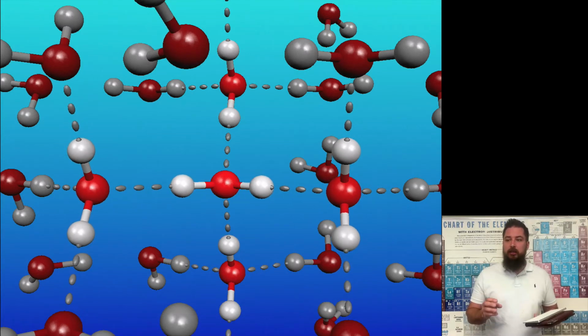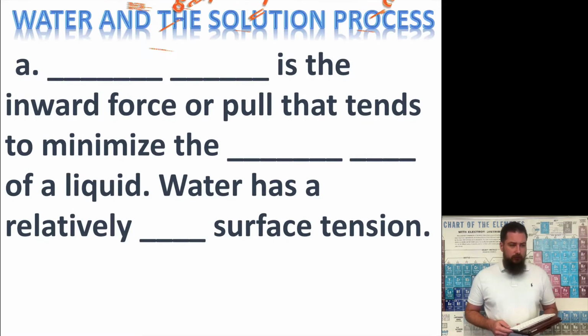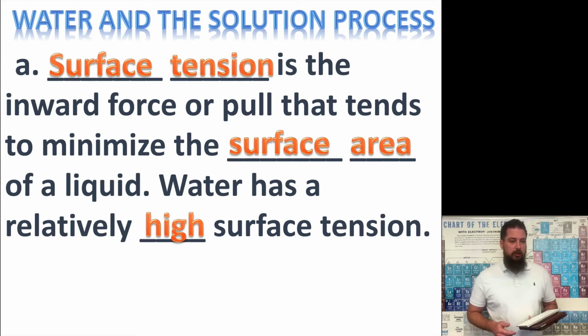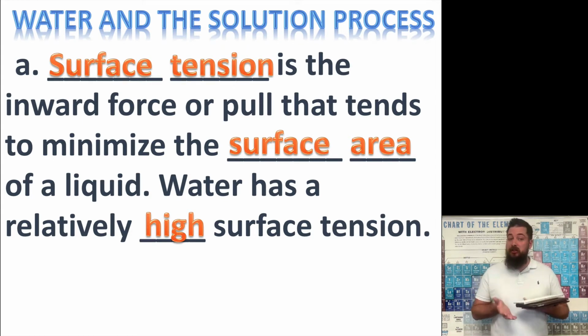and the reason why if you were to splash some water on the table, it'll bead up, because the water wants to stick together. And then there's other properties as well, but one of the properties is surface tension. And so surface tension is the inward force or pull that tends to minimize the surface area. Water has a very high surface tension, and what that really means is that it's hard to break the surface of the water.